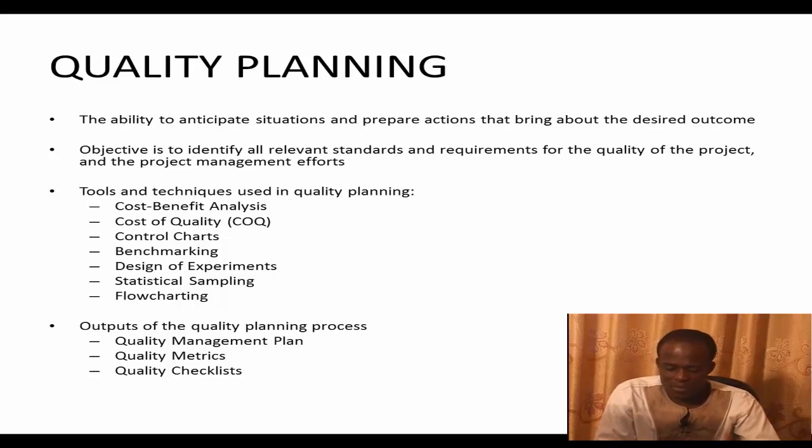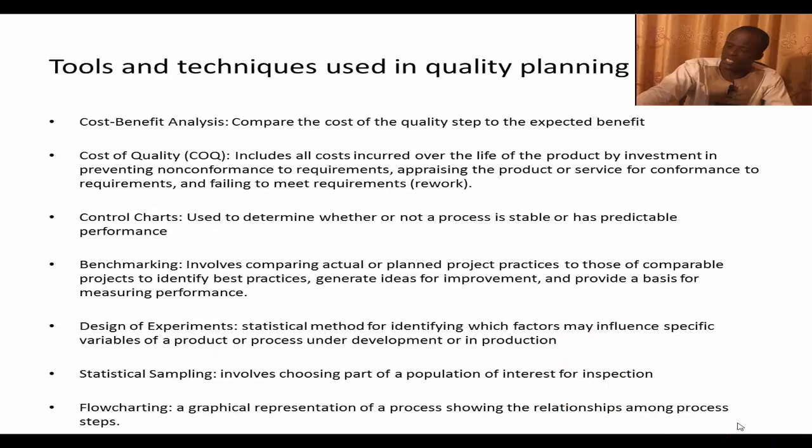There are also outputs of the quality planning process. At the end of that process, there are a couple of outputs. The first, chief among them, is the quality management plan. That spells out everything that the performing organization has to do to meet the quality needs of the project. Then you have the quality metrics and finally the quality checklist. Now let's get into the tools and techniques used in quality planning.